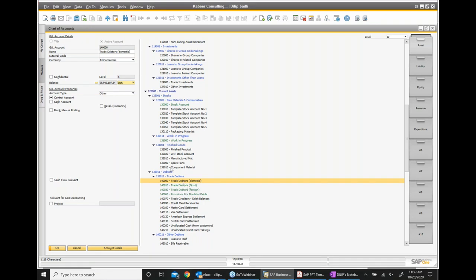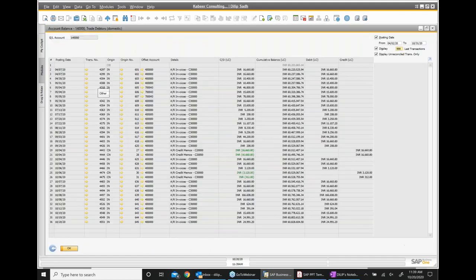If you go back here, trade debtor domestic, if you go to balance and click on it, these are the different balances. Now we see here this which is highlighted. So this was the invoice we did today. 10/20, October 2020. This is my transaction number 4551, origin number 645. So look at it here.